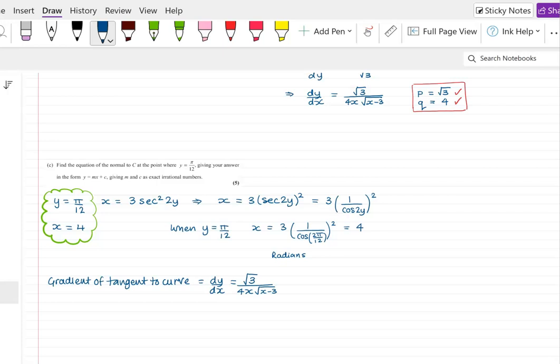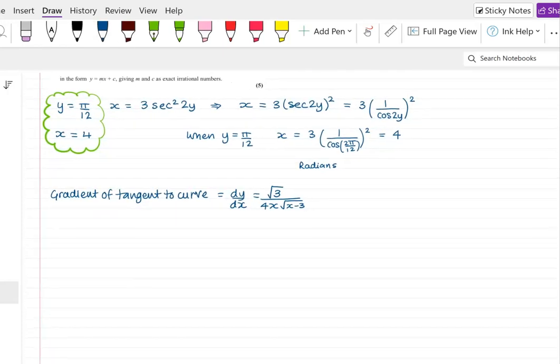Okay, now we've got x is equal to 4. So when x is equal to 4, dy dx is going to equal, we've got root 3, 4 times 4 is 16, and 4 subtract 3 is 1, so root 1, which is just 1. So I've got root 3 over 16. That's the gradient of the tangent.